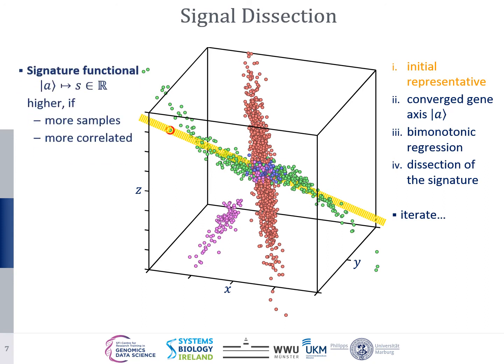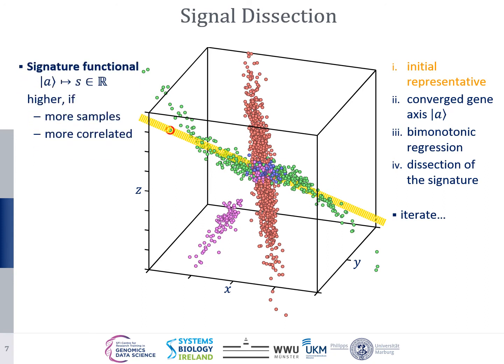First, I'm looking for an initial representative with the help of our signature functional, which gives me a number for any direction A in gene space. And this number is the higher, the more samples exist in this direction and the more correlated they are to the direction. Correlation is measured by x in A over norm x norm A, which you might also know as cosine similarity. But I need a bit more flexibility, which comes in the form of these dimension weights.